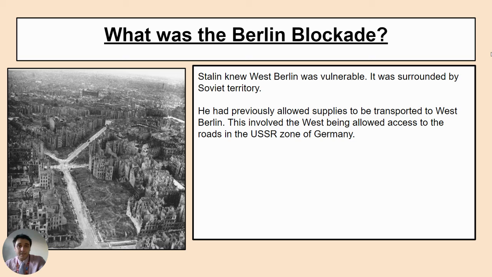Now, Stalin had previously allowed supplies to be transported to West Berlin. He'd said it's fine, you can use our roads in our section. This involved the West being allowed access. However, this was when they were allies. This was when the tension was not as great.